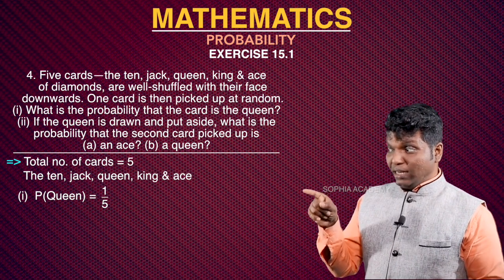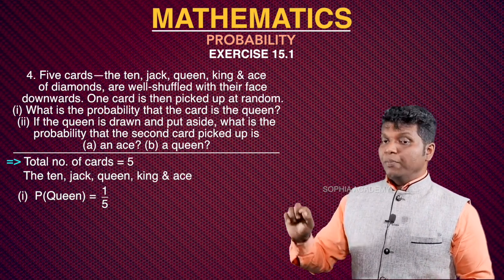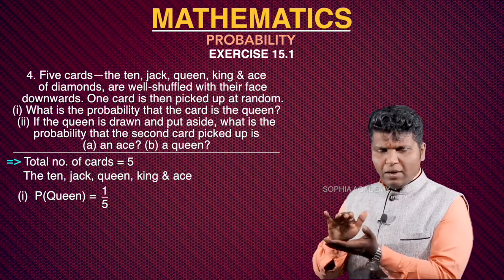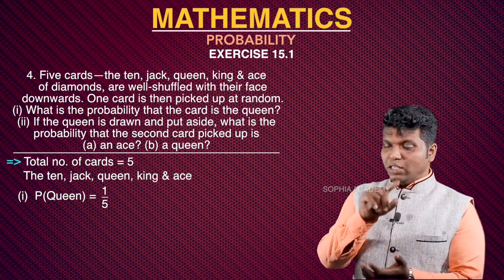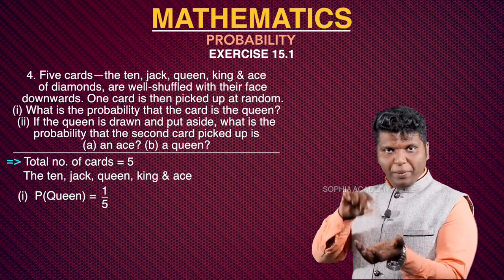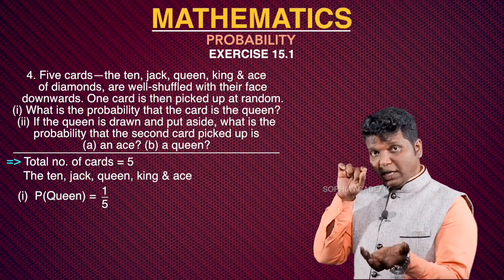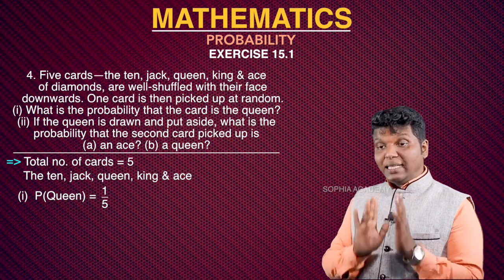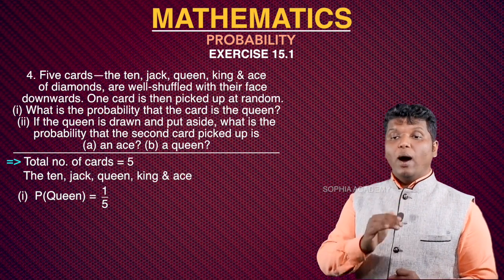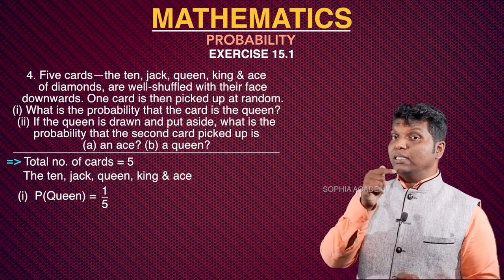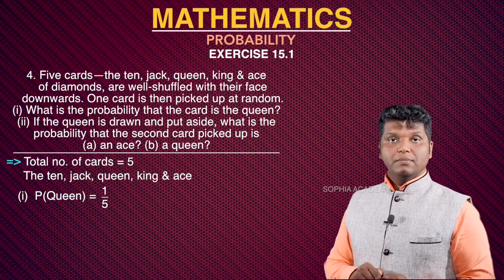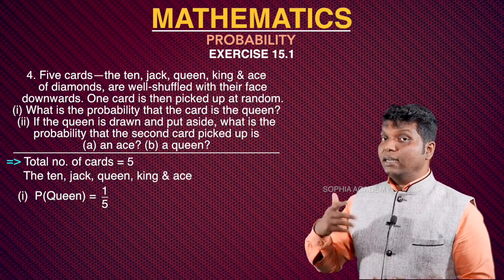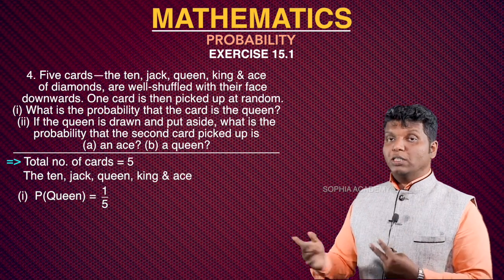Now here comes the question. This is a very important point. Listen to this one. If the queen is drawn and kept aside, right now among these 5 cards, 1 was a queen and you took it out. You picked it out, right? And now if you are keeping it down, in this condition, what is the probability that the next card, that means the second card, is an ace? What is the probability that the card is an ace? And what is the probability that the card is a queen? 2 more questions from that side.